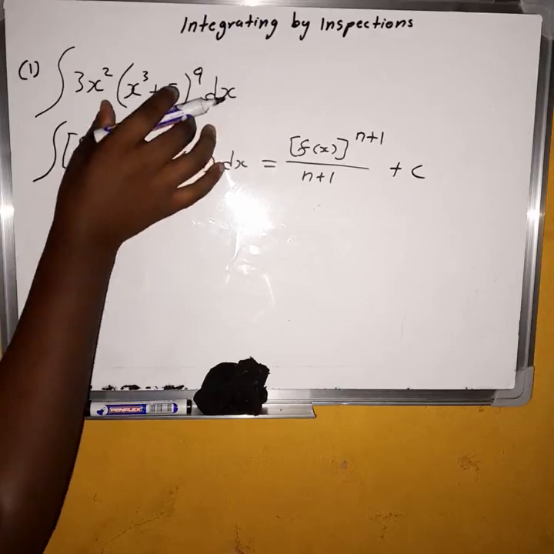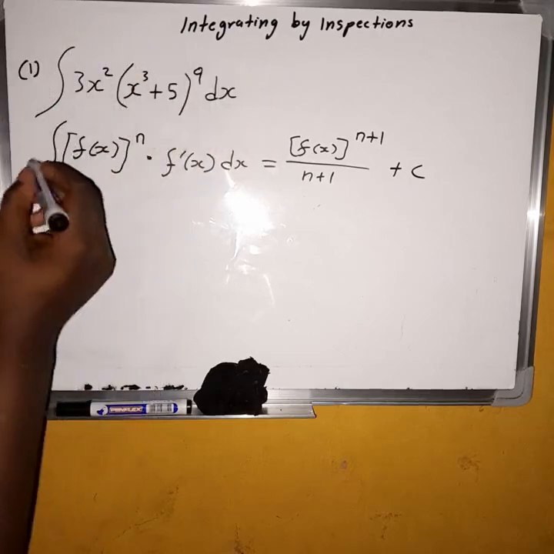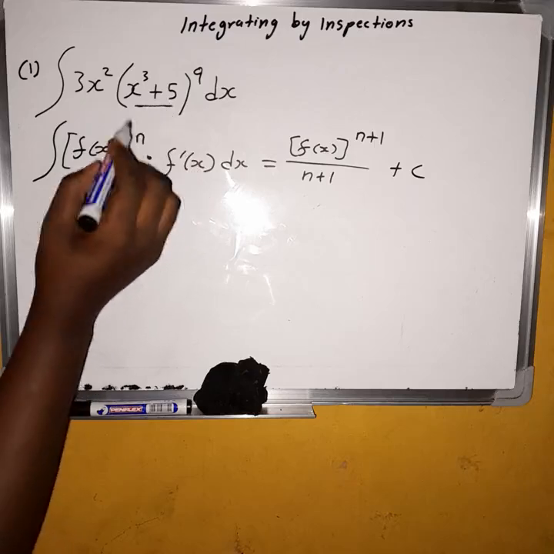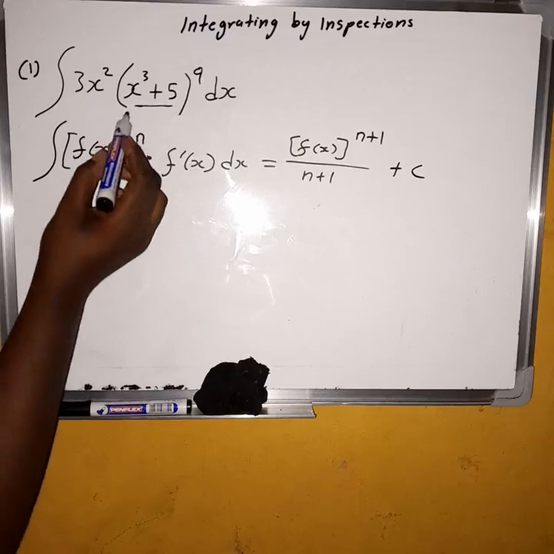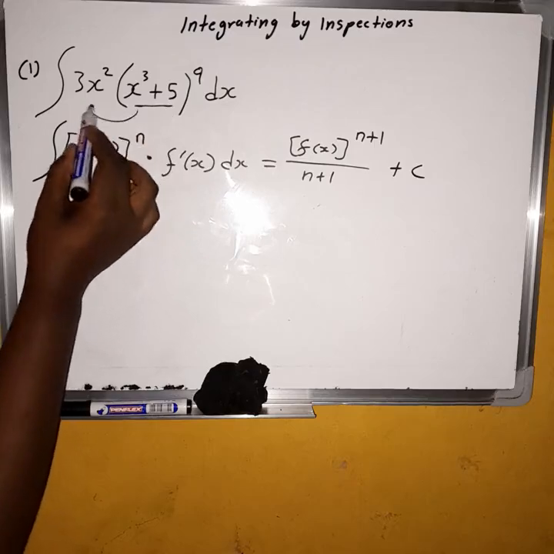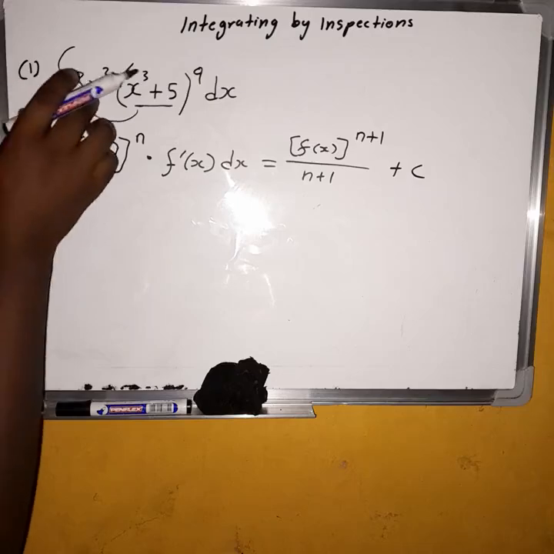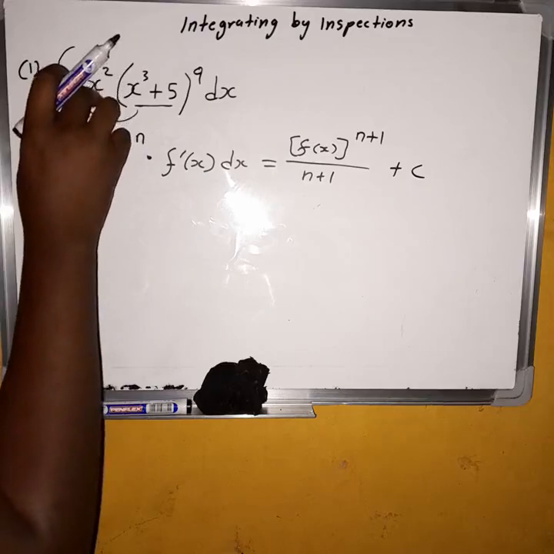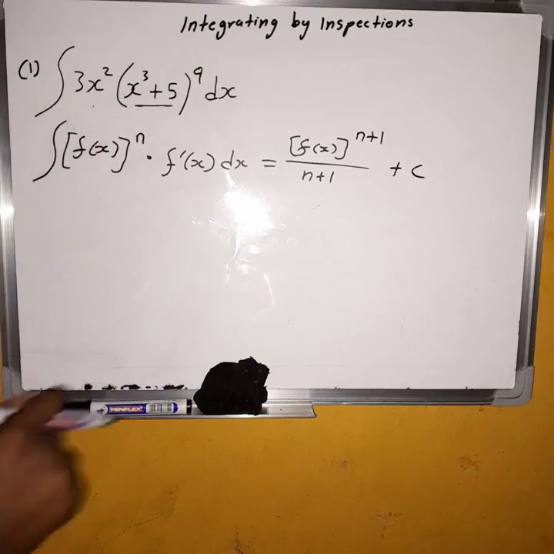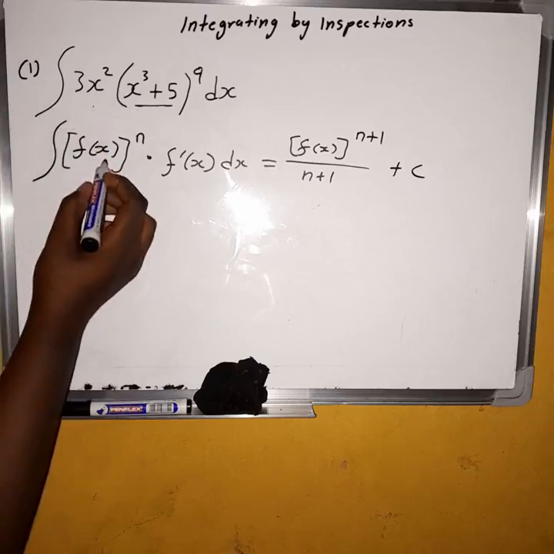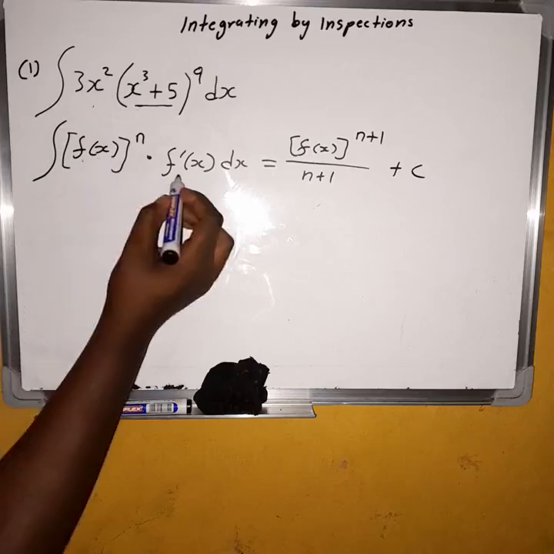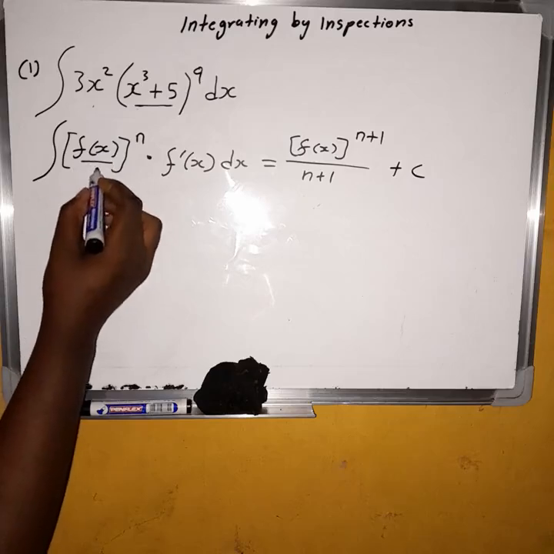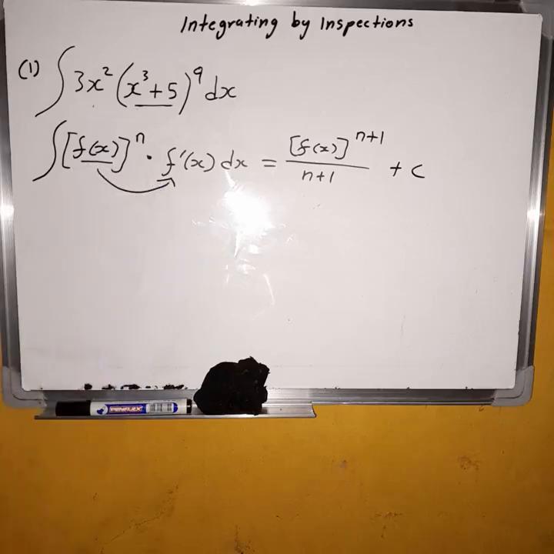You check if you have a bracket with a power, an exponent. What is inside the bracket, if you differentiate it, must give you the corresponding product. In other words, if I take the derivative of this, it must give me this. The derivative of what is inside must be what I multiply with.